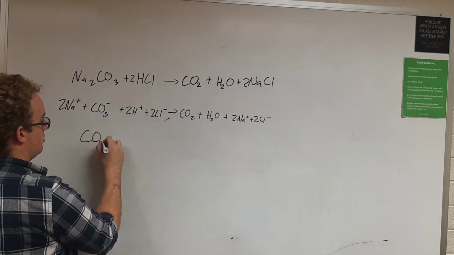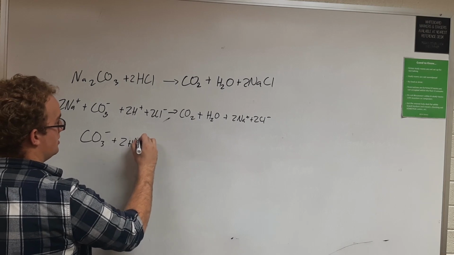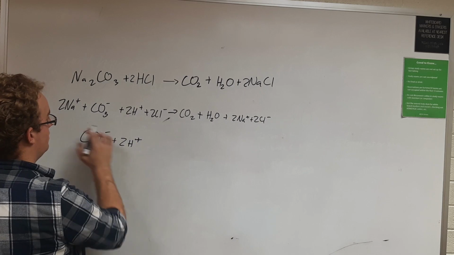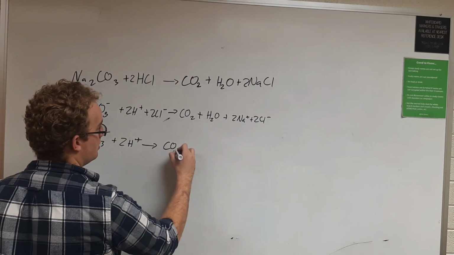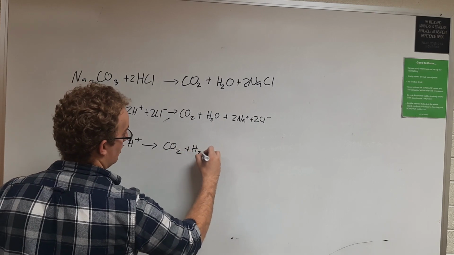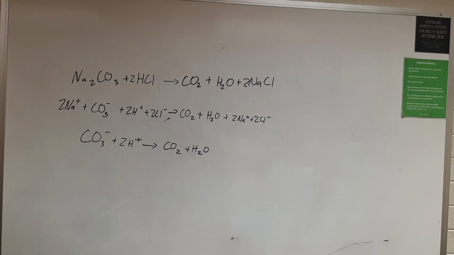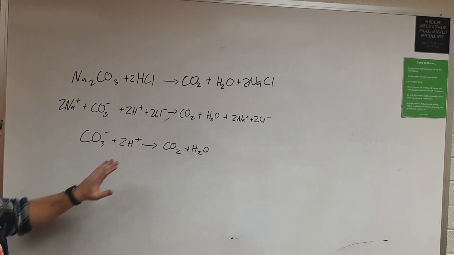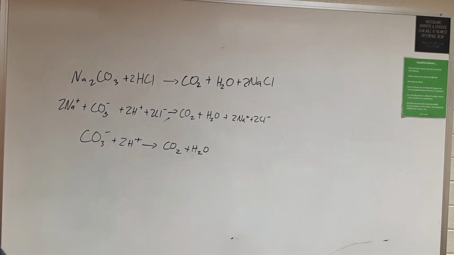So we'll say CO3 2 minus plus 2H plus, and then we don't need to include the chlorine or the sodium because they're the same on both sides. This will yield CO2 plus H2O. There, that's a net ionic equation, a really good example, and it's how you might see some reactions with acids and bases happening, and that's how you would do it. Okay, now let's move on.